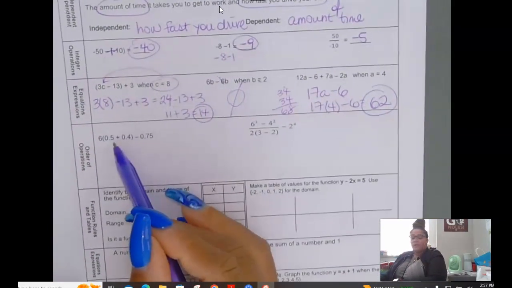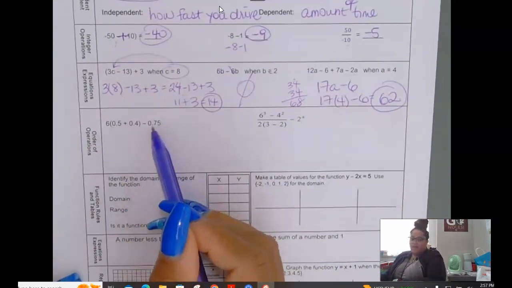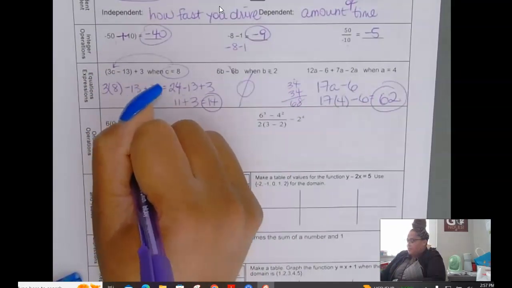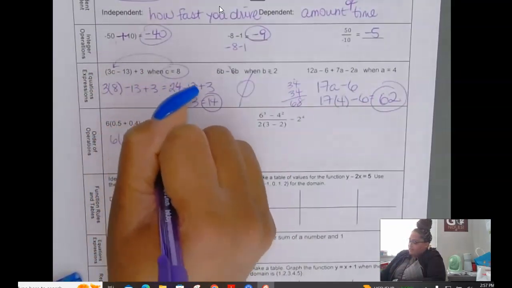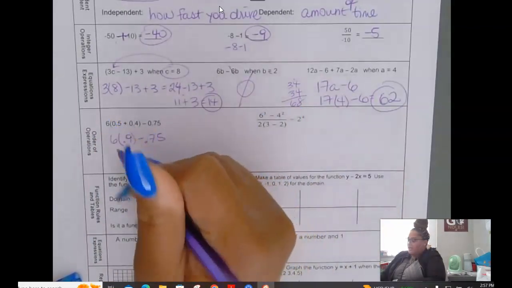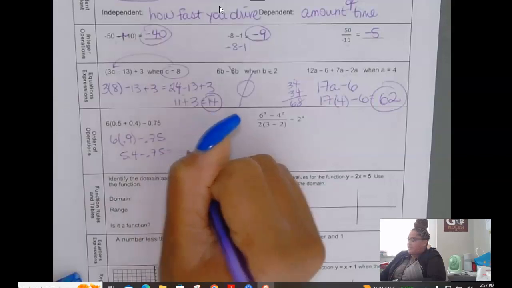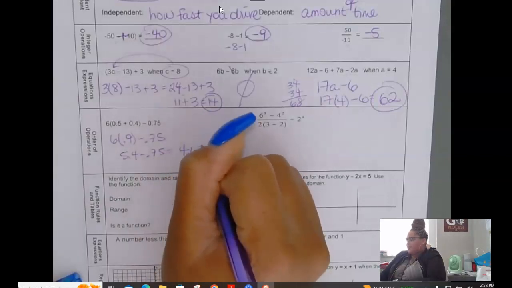Here, I can put this right in my calculator, but this will be 6 times 0.5 plus 0.4, which would be 0.9, minus 0.75. So in my calculator, this would be 5.4 minus 0.75. This ends up being 4 and 65/100ths.